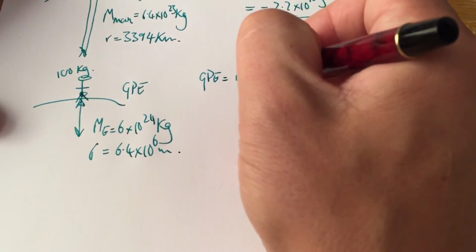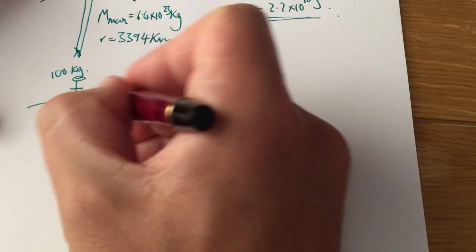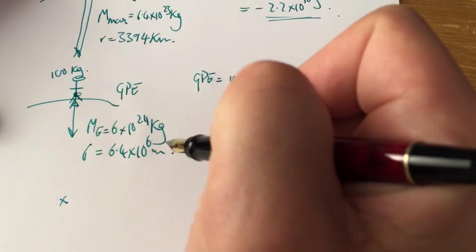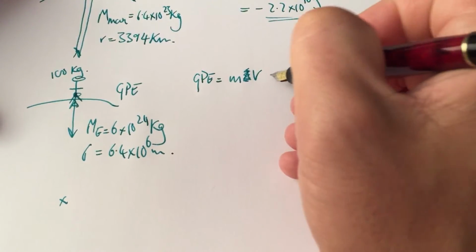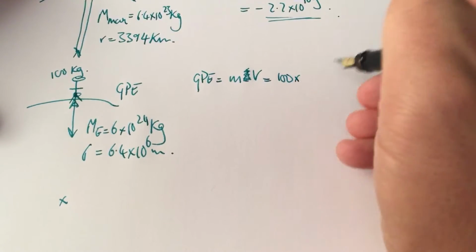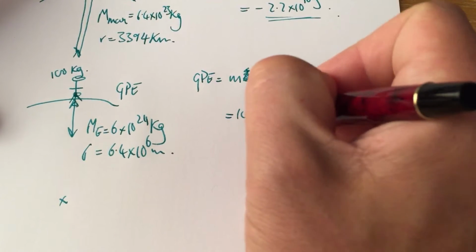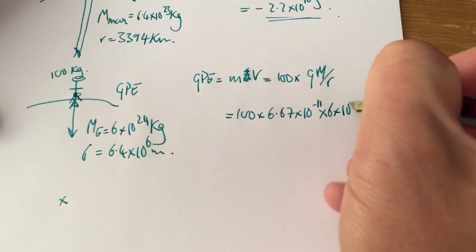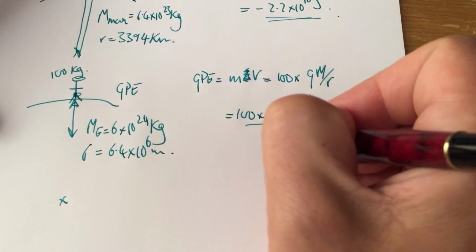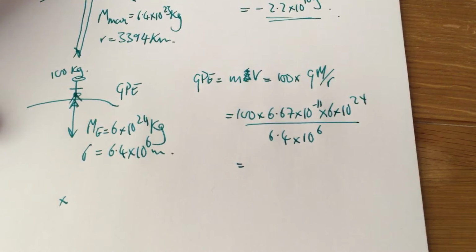GPE is going to be m delta V, and I'm looking for just the potential from referencing the center. So it's not a change anymore. I'm not looking for a change, I'm just looking for the potential, which means I got my 100 by Gm over R. 100 by 6.67 times 10 to the minus 11 by 6 times 10 to the 24. Divide that by 6.4 times 10 to the 6 gives me one I haven't done earlier.